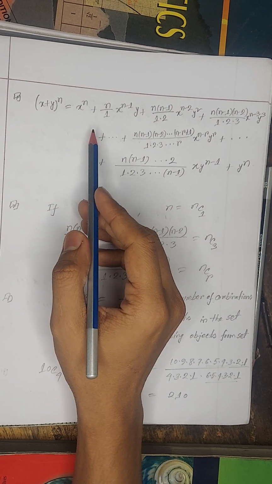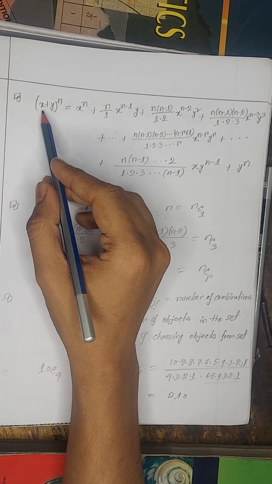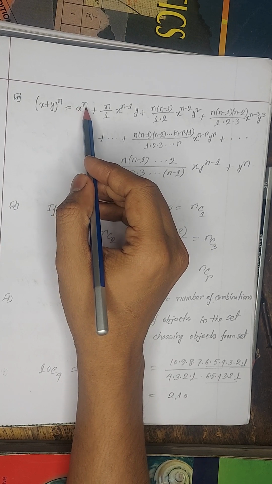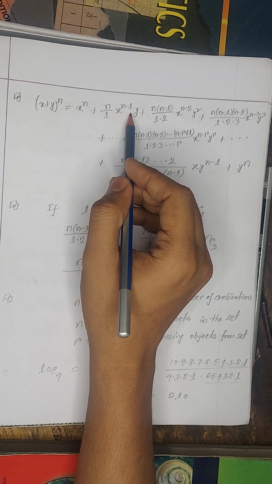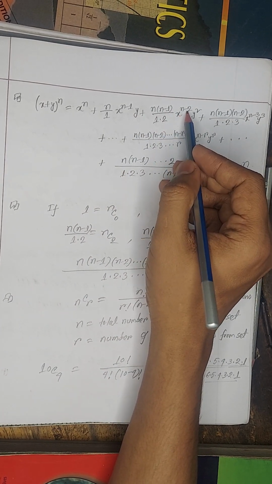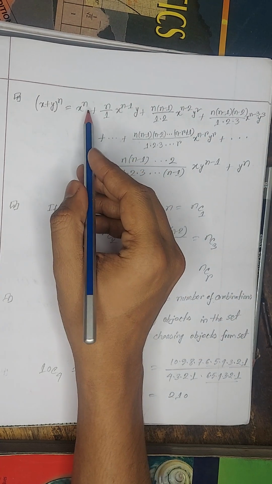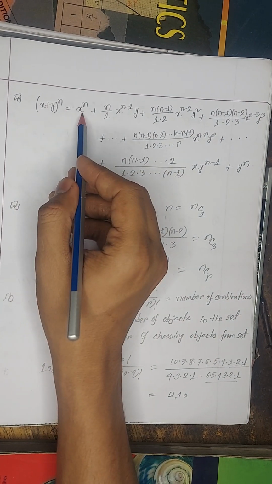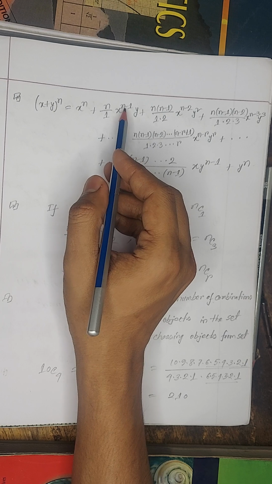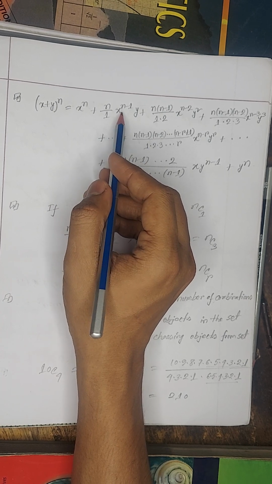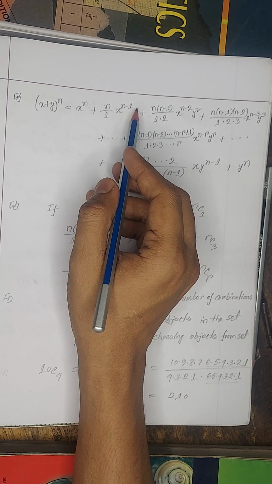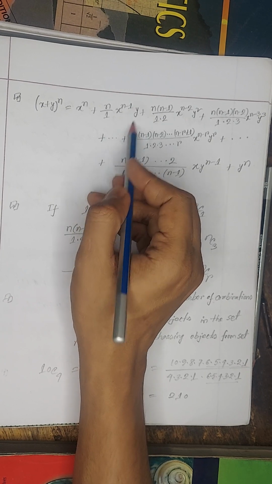And for this, we have a formula here, x plus y to the power n. Then this will be x to the power n plus n by 1, x to the power n minus 1 y, and like this, n into n minus 1 divided by 1 into 2, x to the power n minus 2 y square. Here, first of all, we take the nth power of x, and then we decrease the power of x by 1 and increase the power of y, and take another term y.